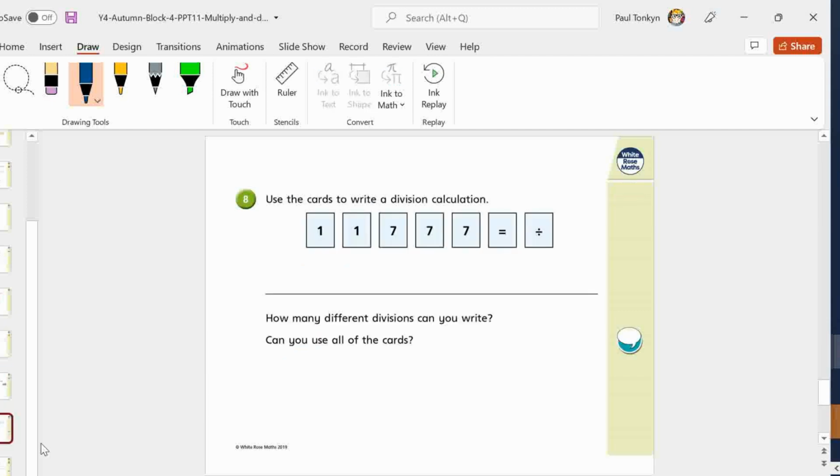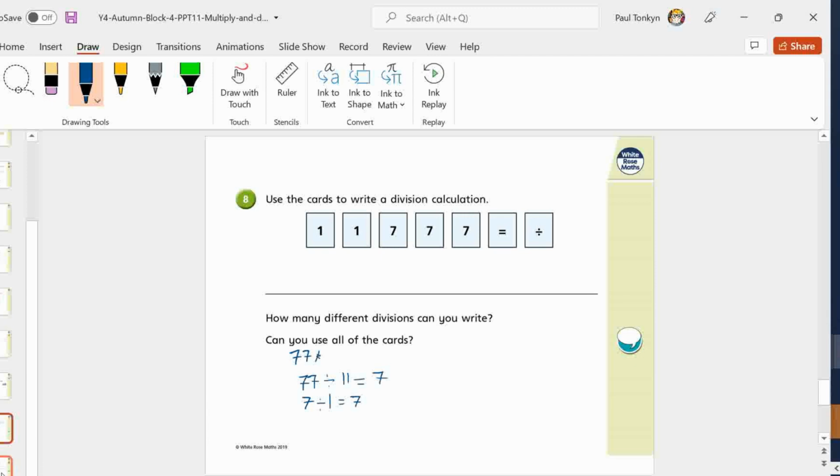How many different divisions can you write? Oh, I see. You can. So for example, you can do 7, 7. Do you have to write the answer as well? Maybe. Okay, so you could do, for example, 77 divided by 11 equals 7. Because we've got 3 7s and 2 1s. You could do 7 divided by 1 equals 7. I don't think there's much else you can do. I think that's it.